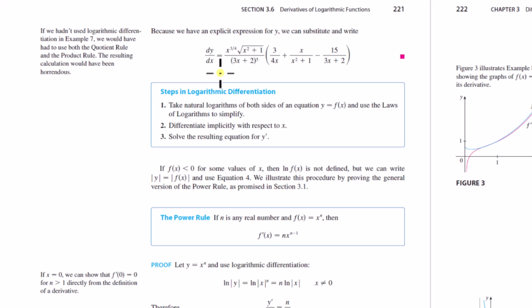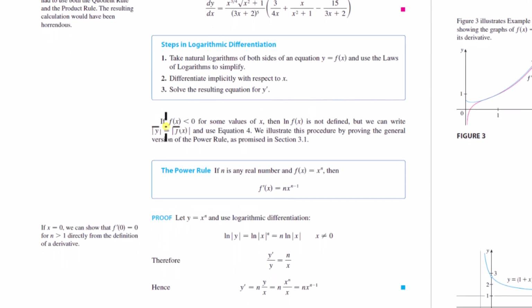So we're going to do a bunch of examples of logarithmic differentiation. The steps are that, again, you take the natural logarithm of both sides of an equation, y is equal to f of x, and then use the laws of logarithms to simplify. That's the idea. It's going to be easy to simplify. Then differentiate implicitly with respect to x and solve the resulting equation for y prime. And if, when you solve for y prime, you have y explicitly defined on the opposite side of y prime, then substitute f of x back in for that y.